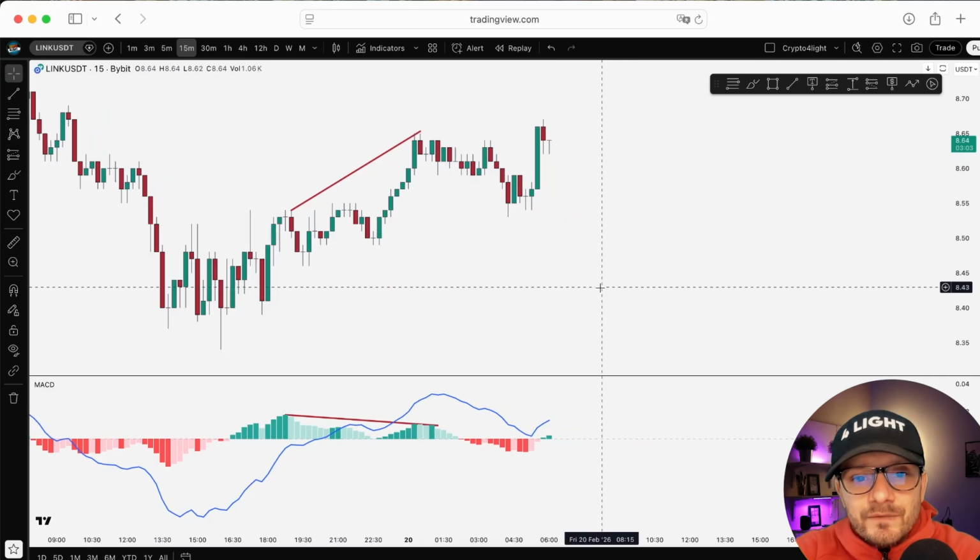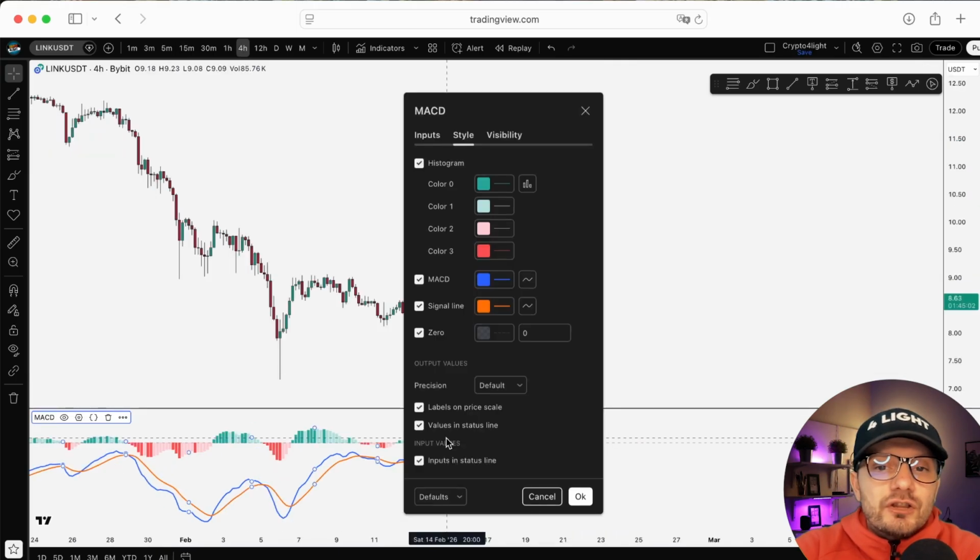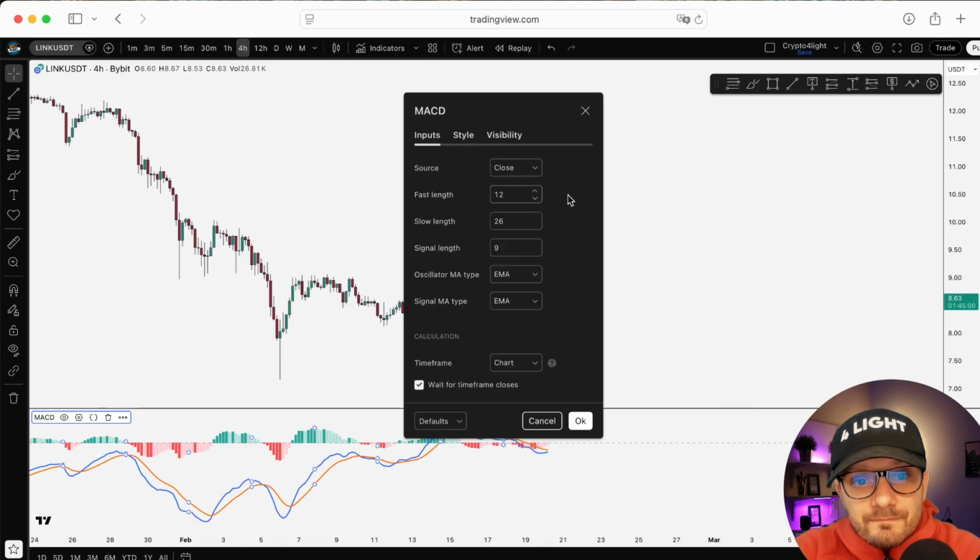Now to the good stuff. MACD settings that actually work for swing trades. The classic that almost every trader starts with is the basic one, 12, 26 and 9. It's a balance between the reaction speed and the noise filtering. Perfect for the 1 hour time frame, the 4 hour time frame and the daily charts.